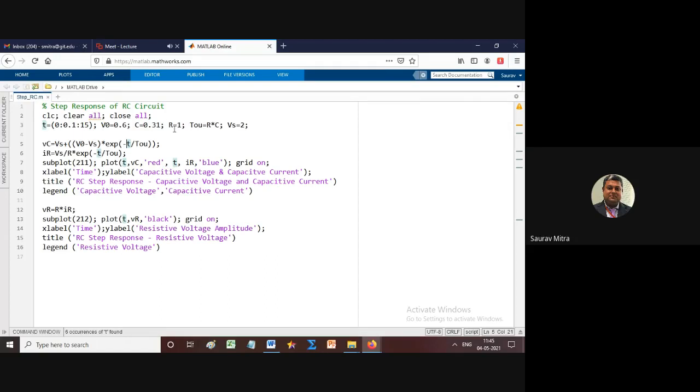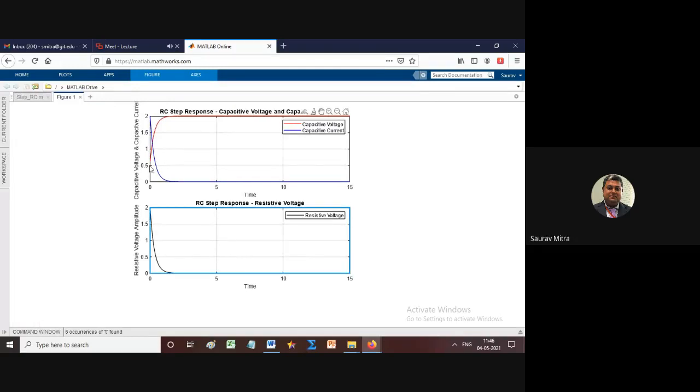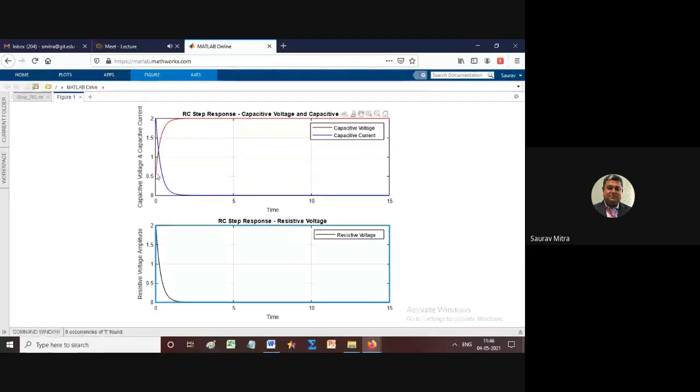So C is still less, R is still more, so the time constant we have changed. Supply voltage is 2, which means the final output voltage of the capacitor will be 2. You can see here, the capacitor is going to 2 finally. But what is the starting point? The starting point of the red graph you can find here. If you take the cursor here, you will find that y is equal to 0.6. So at t equal to 0, y equals 0.6. This is the starting point of the red graph.